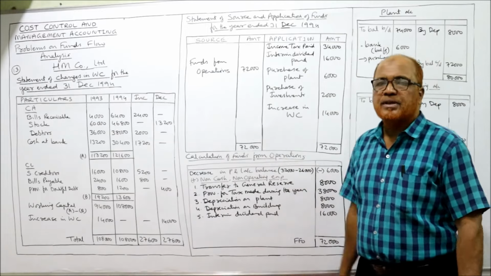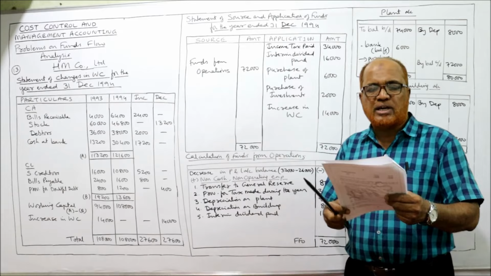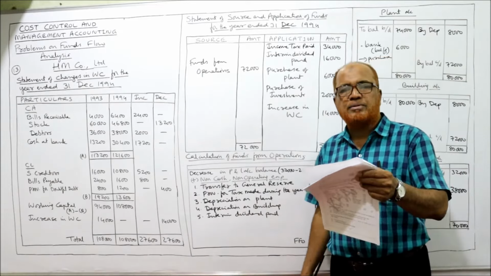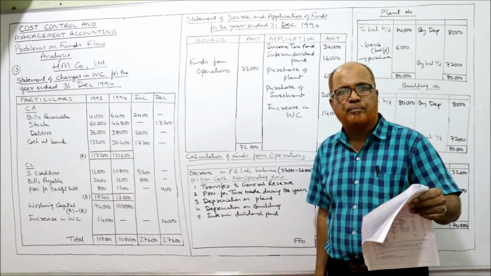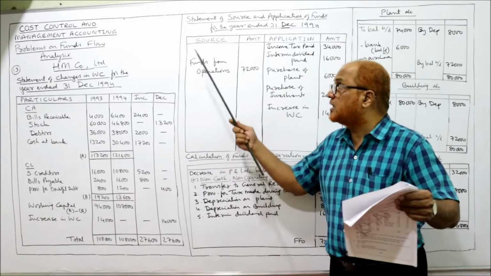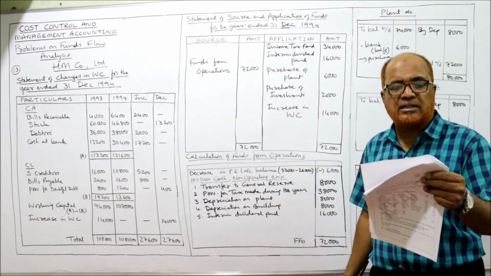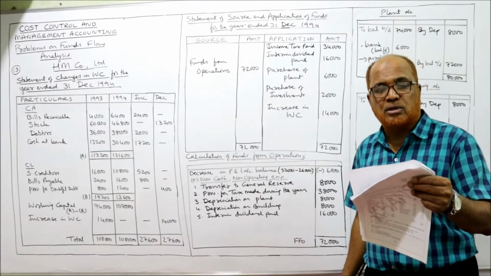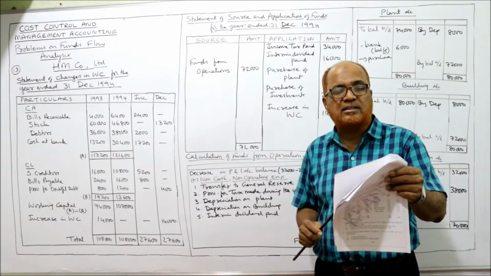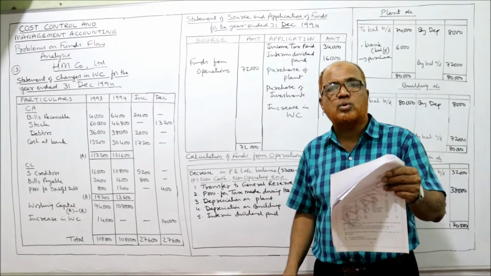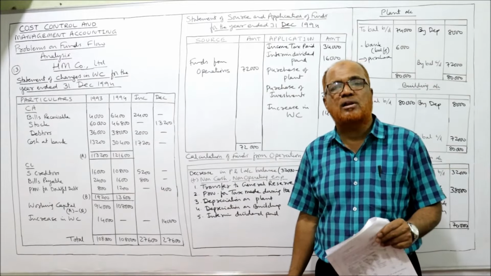Now I am coming to the statement of source and application of funds. First of all, share capital. Last year share capital 2 lakh, current year 2 lakh, no change, ignore. Neither sources nor application. General reserve last year 28,000, current year 36,000. So during the current year there is transfer to general reserve by 8,000. 36 minus 28, 8,000 rupees are transferred to general reserve.